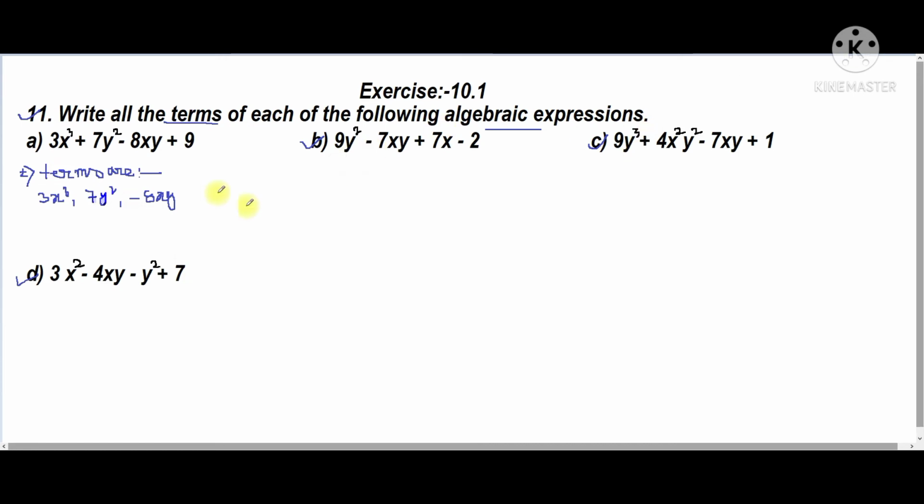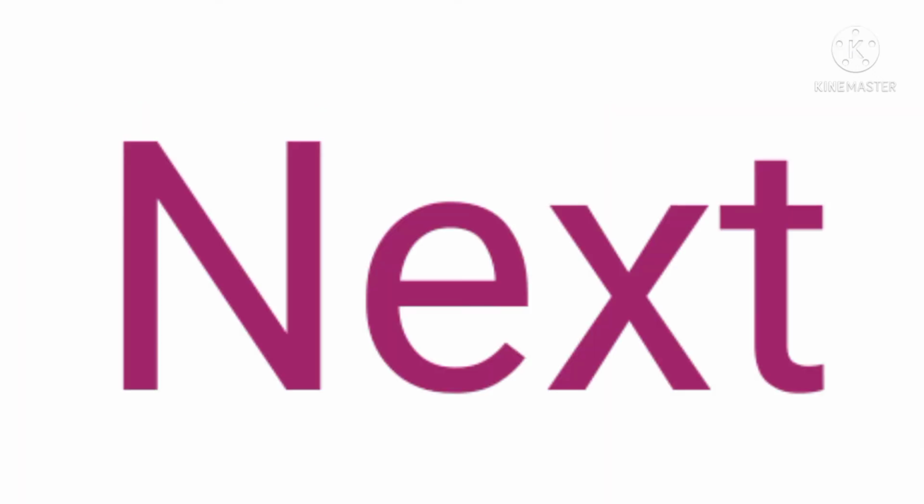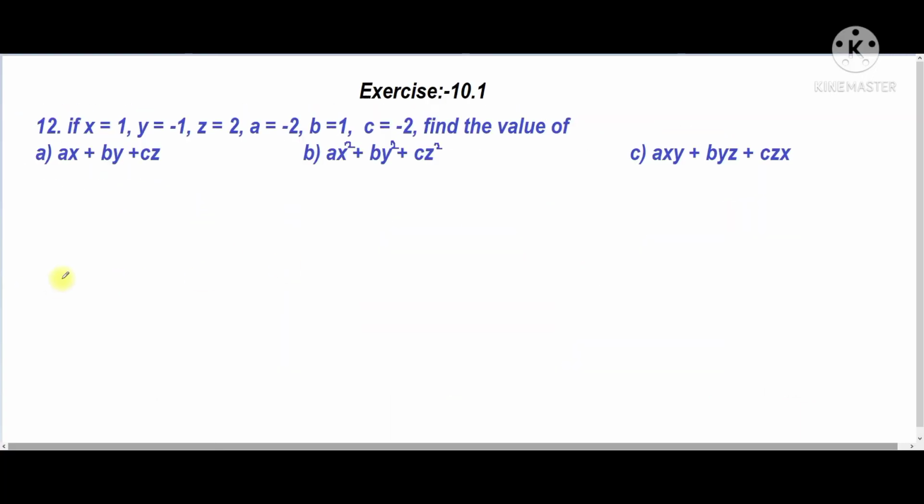Okay, so next question, question number 12. If x equal to 1, y equal to minus 1, and z equal to 2, and a equal to minus 2, b equal to 1, c equal to minus 2, find the value of ax plus by plus cz. So this is the expression given.